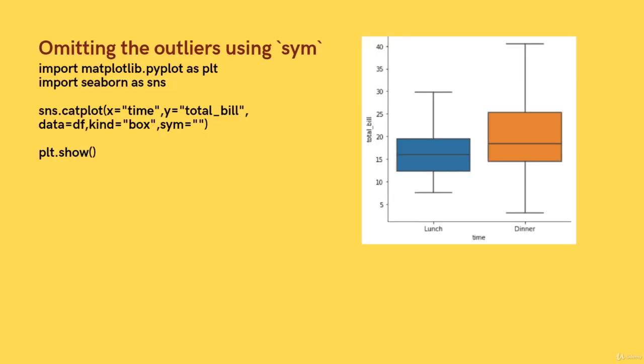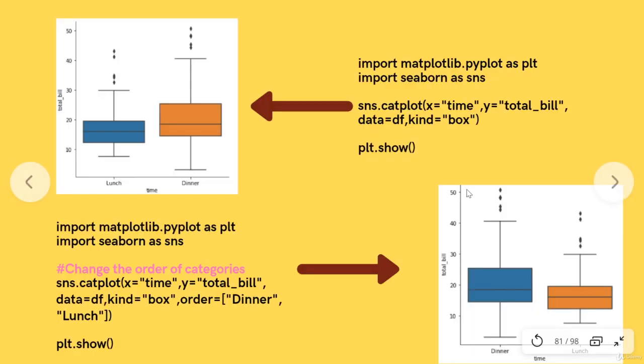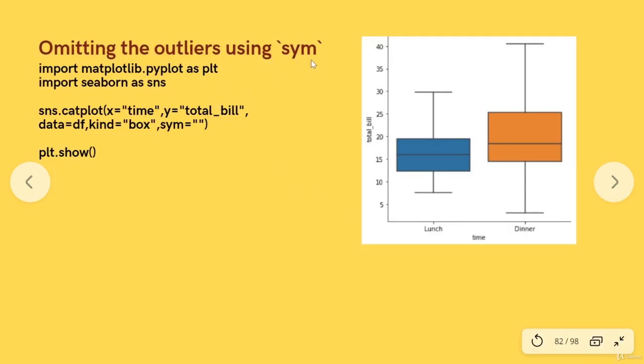If you want to omit the outliers from the plot, if you don't want to showcase these outliers, these dotted areas outside the plot, then you have to use the sym parameter. Just add one more parameter, which is sym equal to, and then double quotes, and the outliers will vanish. Simple.